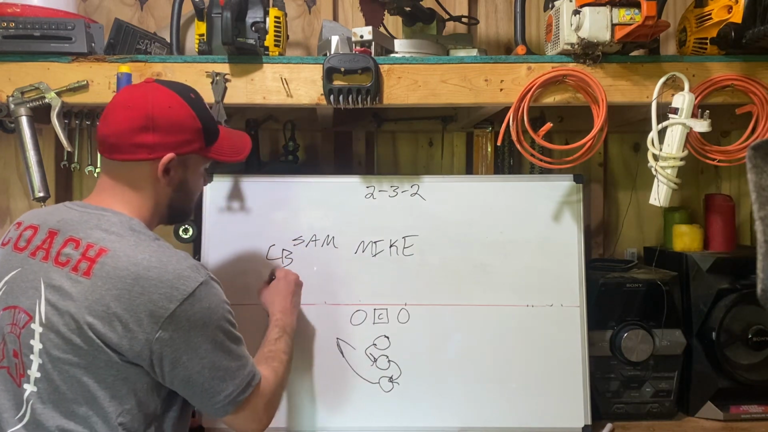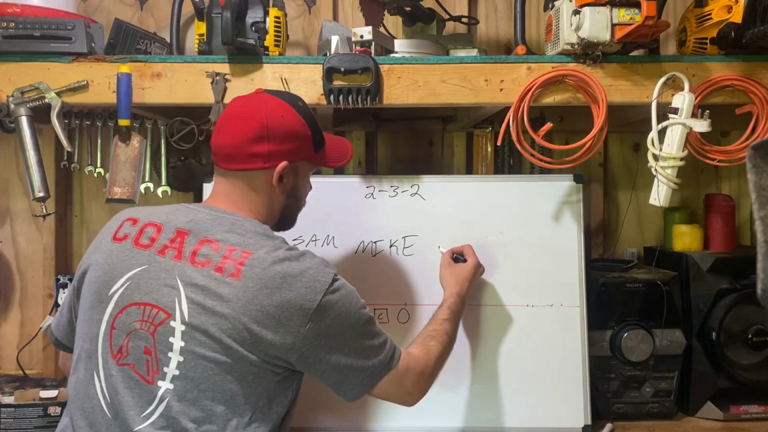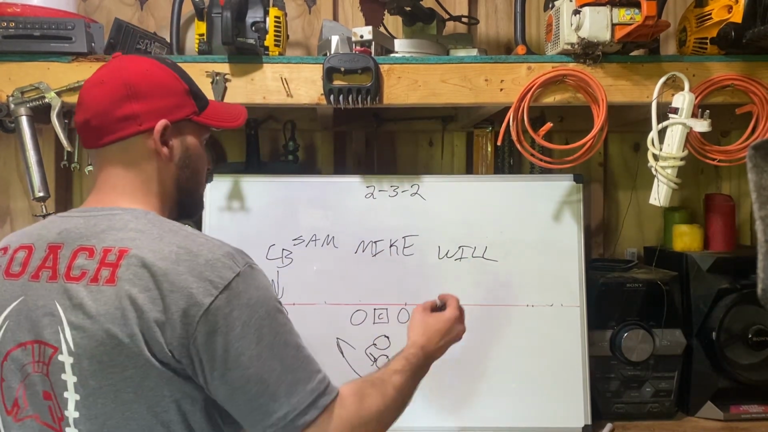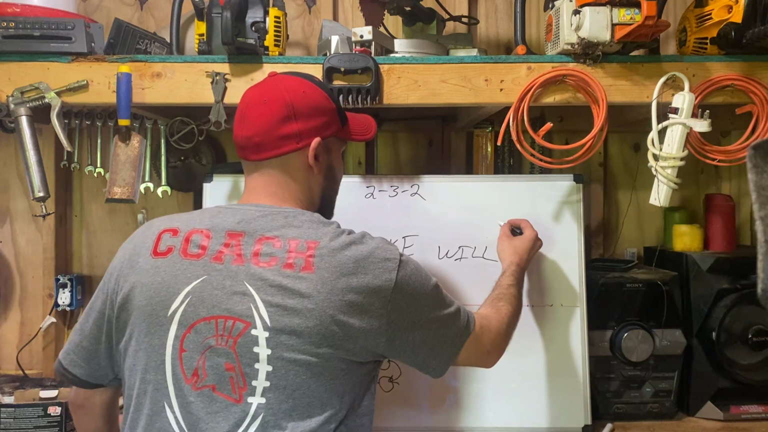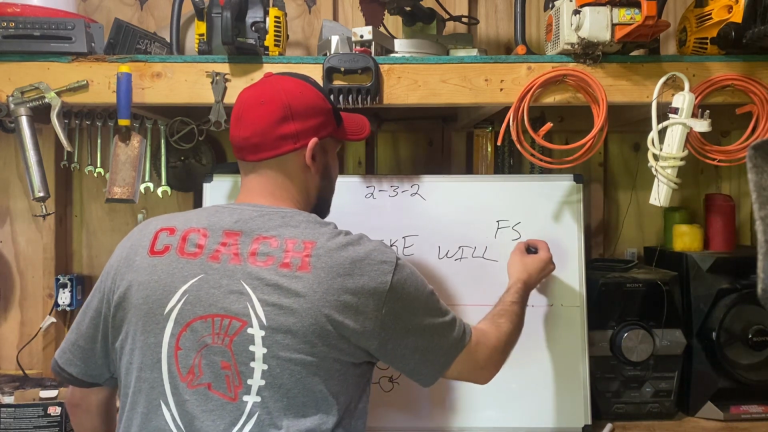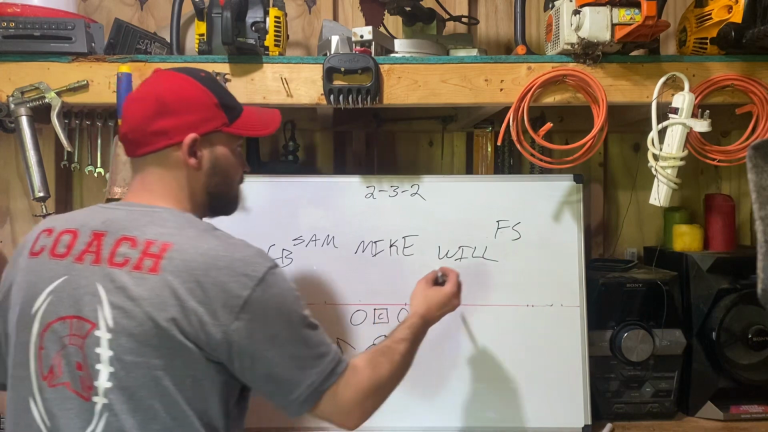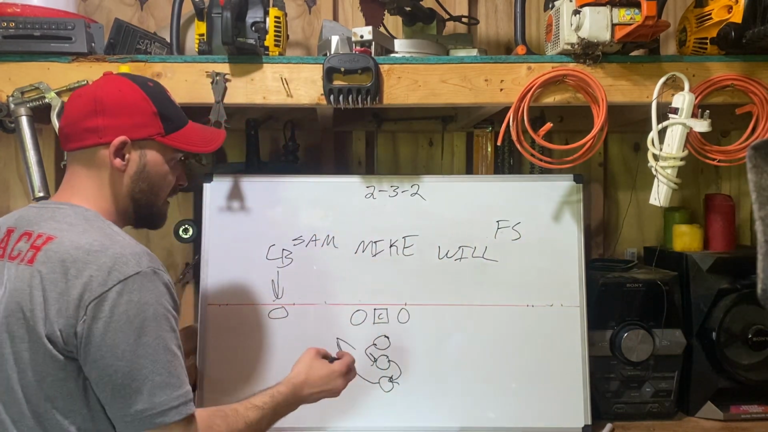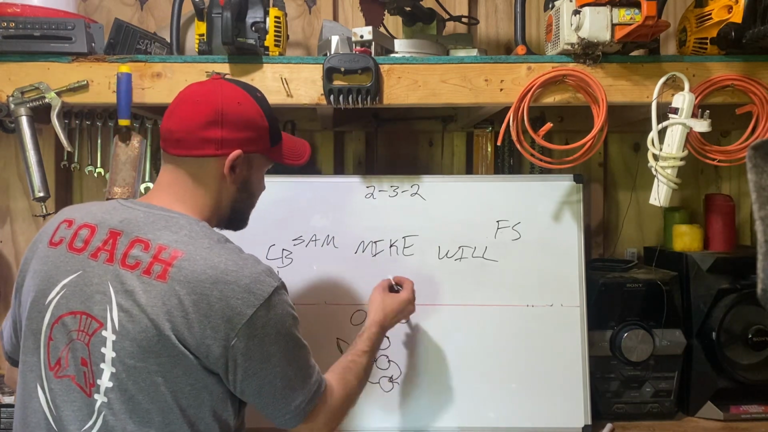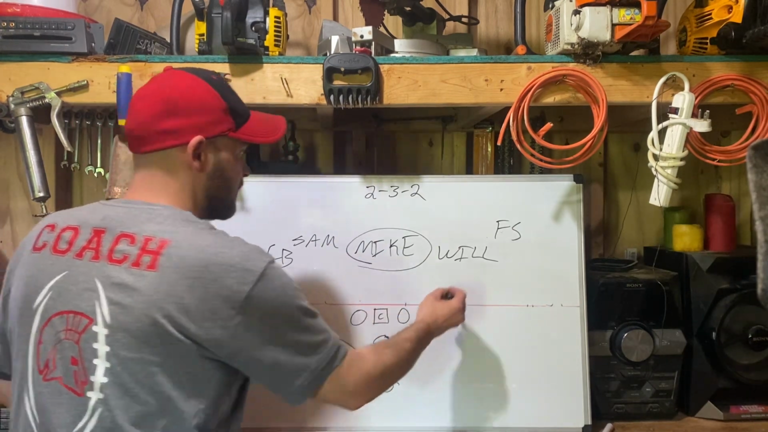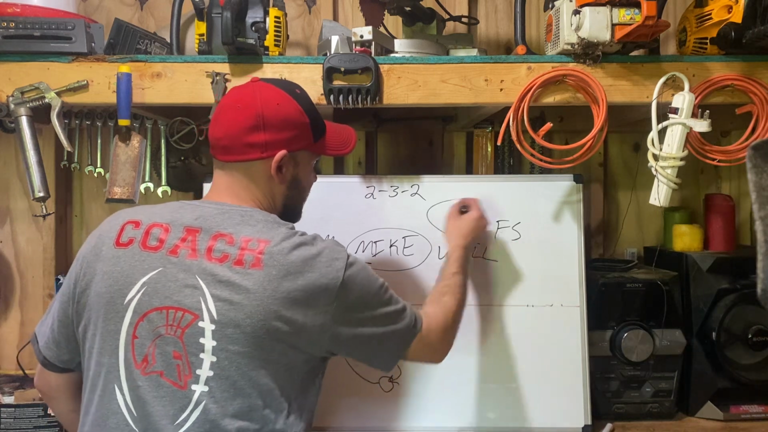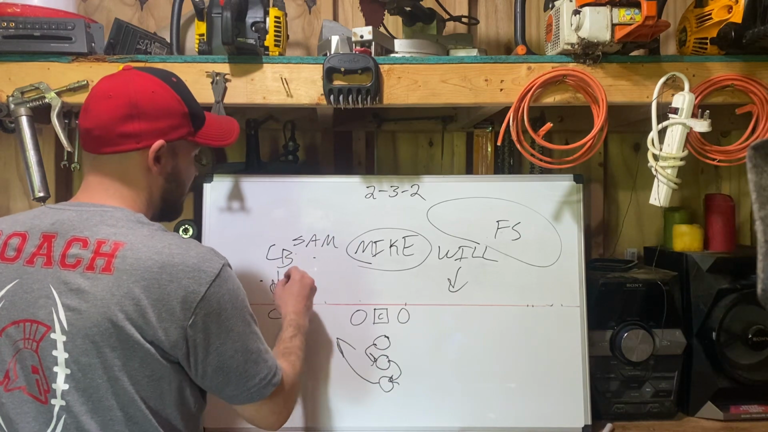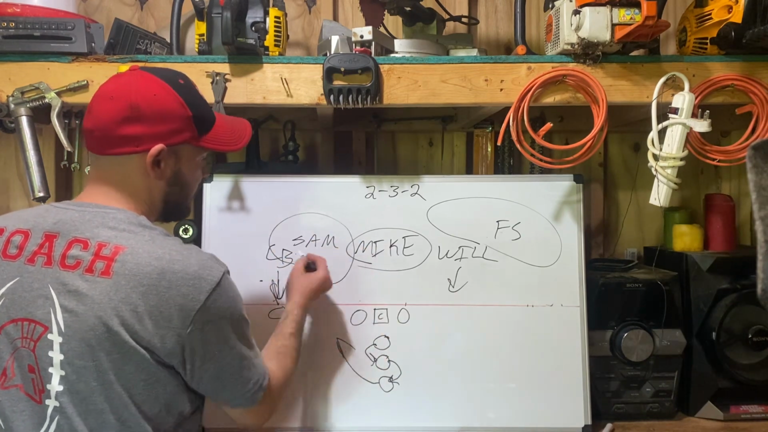cornerback. Will. And then we'll have another deep. We'll have a free safety on this side. We'll either have a free safety on this side, or he'll be over here as a strong safety, whatever. So now, point is here, Mike's in zone. Will's got his zone. Free safety's got his zone. Sam and the cornerback on this side have man on him and zone here.